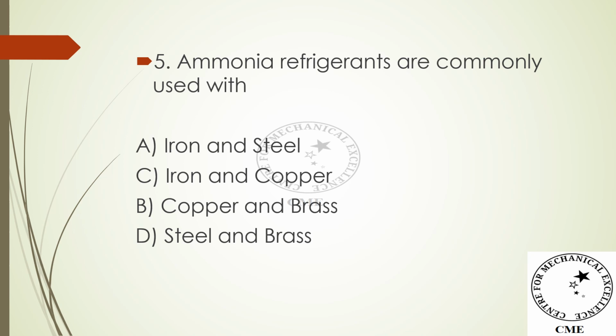The next question. Ammonia refrigerants are commonly used with: option A, iron and steel; option B, copper and brass; option C, iron and copper; option D, steel and brass. The question is, the ammonia refrigerant is flowing through which type of tubes? Here the answer is A, iron and steel.